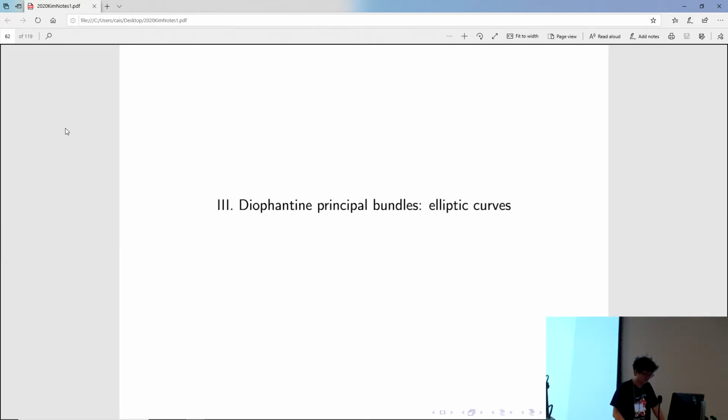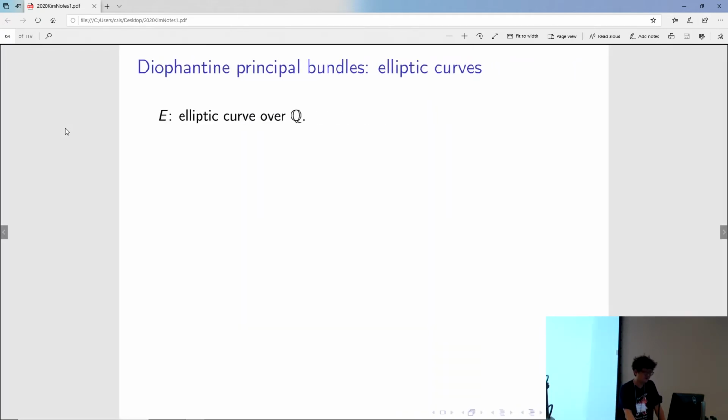Because this already gives you a flavor of why one might look at these things in terms of principal bundles. And as I said, this is very, very well-known stuff, where you don't really need to think about these things in terms of moduli spaces, but I'm insisting on that anyway. So let's start with an elliptic curve over the rational numbers.